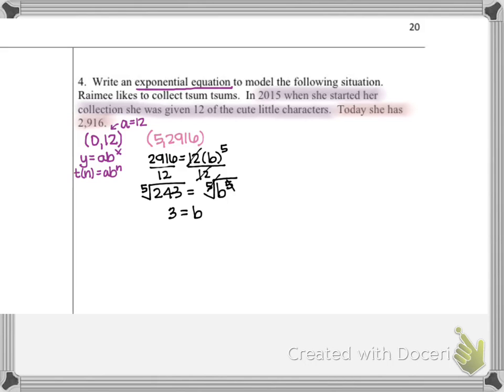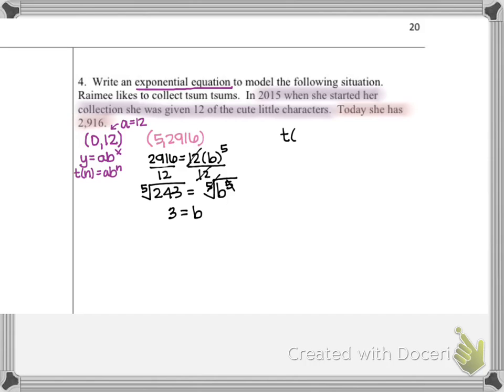All right, now I need to figure out if this is t of n and n or x and y. So if you take a look back at the context, these are cute little characters. So I need to ask myself, can she have a fraction of a character? I don't think that's possible. She either has one or she doesn't. So I'm not going to use x and y in this case because I don't want it to be a continuous graph. I wouldn't connect the dots on this because fractions, decimals, and negatives don't really make any sense here. So I am going to use the n and t of n form of the equation.